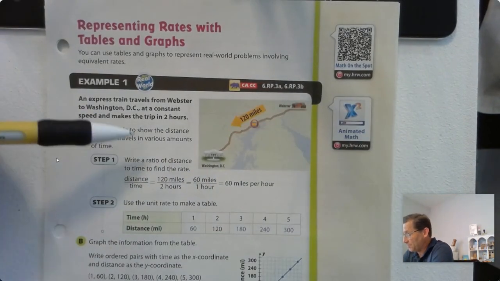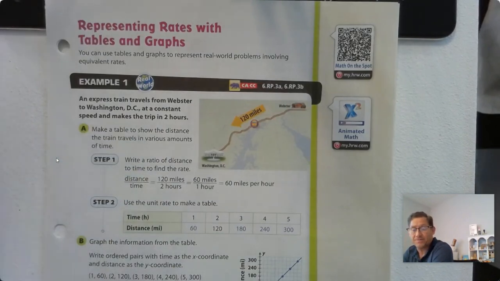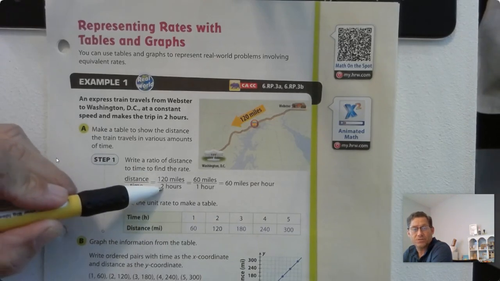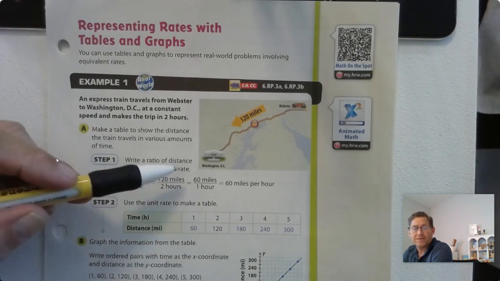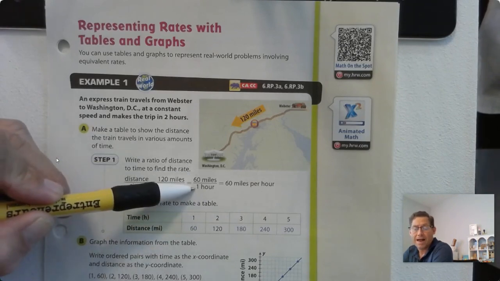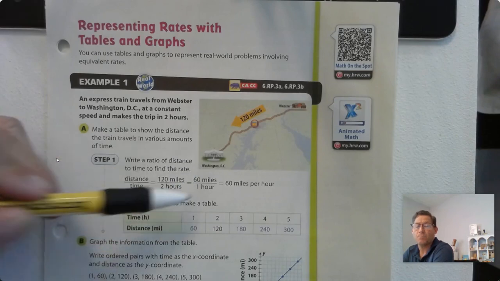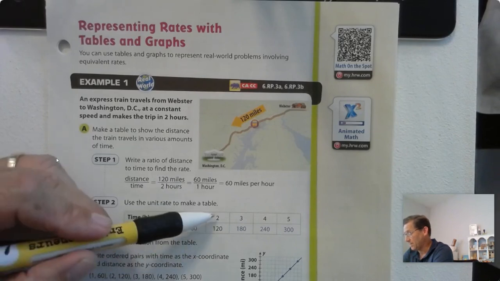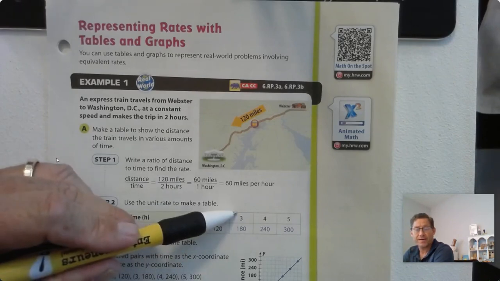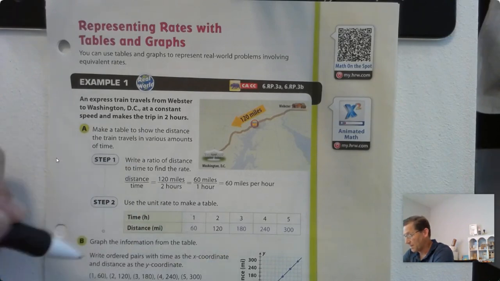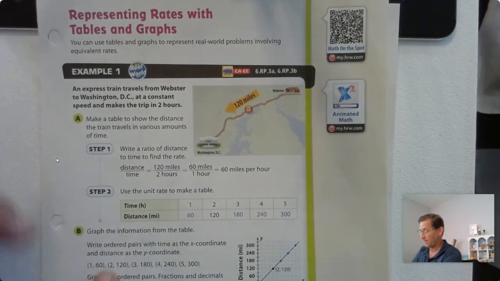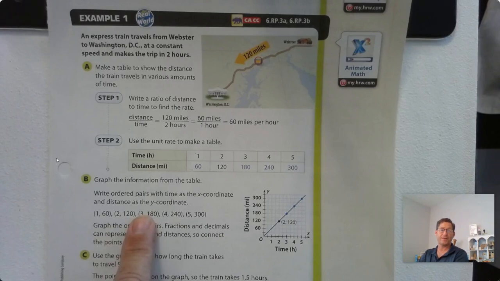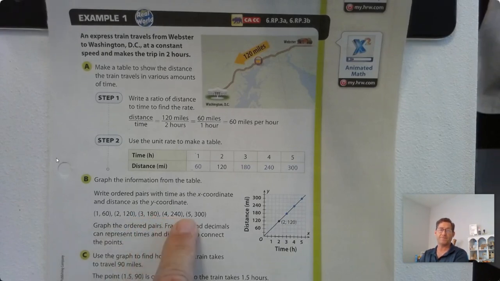So we can write a ratio of distance to time to find the rate. So distance over time, the distance was 120 miles. The time was 2 hours. So if we reduce that by a factor of 2, we get 60 miles per hour. So the unit rate is 60 miles per hour. So the unit rate, 1 hour, 60 miles. 2 hours, 120 miles. 3 hours, 180 miles, and so on. So then we can graph the information from the table, writing the ordered pairs 1 and 60, 2 and 120, 3 and 180, 4 and 240, 5 and 300.